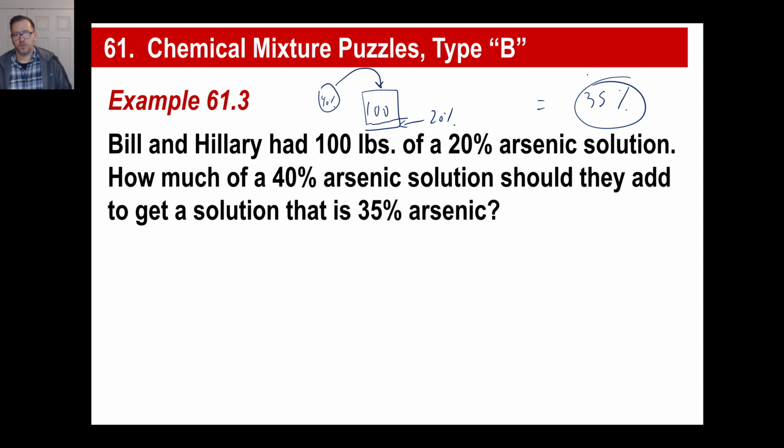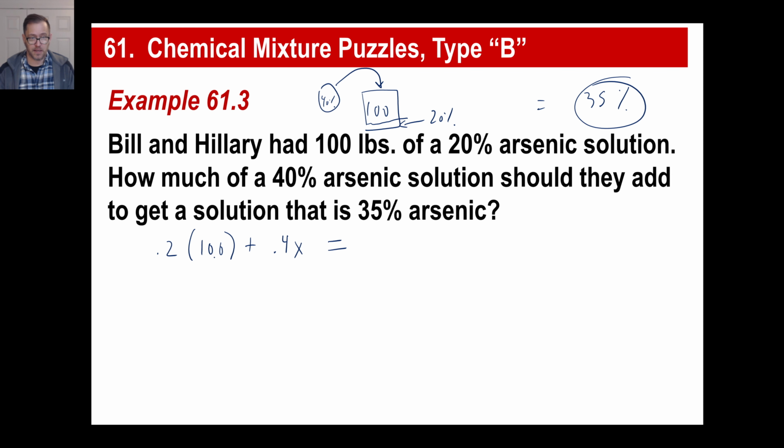Okay, well, we can do this, no big deal. So we have 100 pounds of a 20% arsenic solution, right? How do you write that? 100 pounds of something that's 20% arsenic: 0.2 times 100. They say we're going to add how much of a 40% arsenic solution? Well, we know 40% will be 0.4. If we don't know how much we add, we'll put x right there. Now we're going to get a solution that's 35% arsenic.